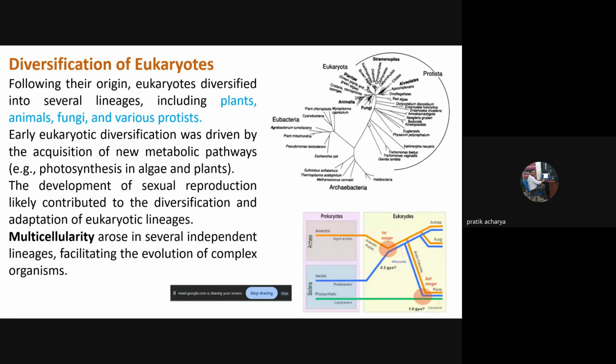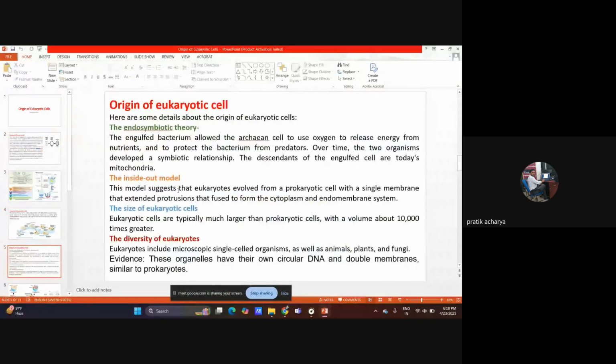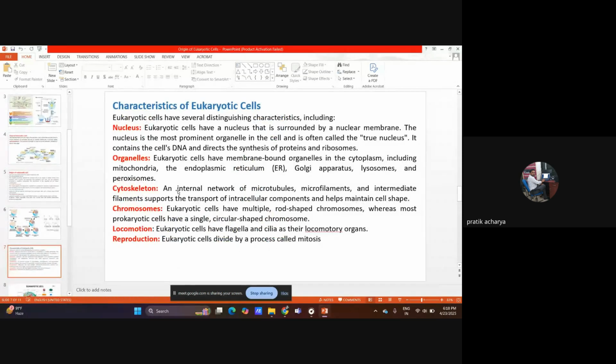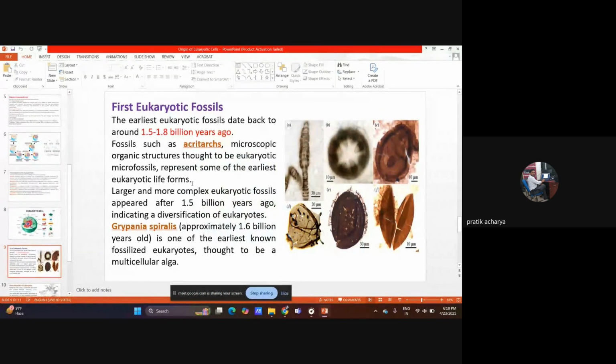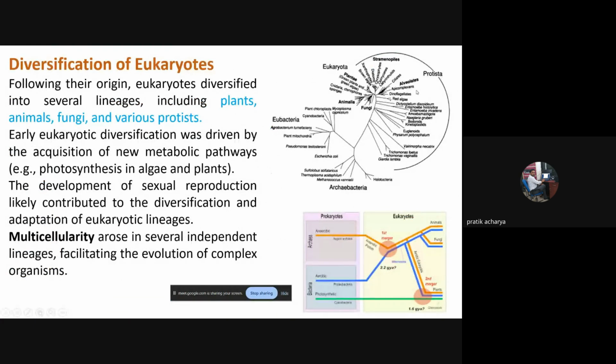Amoebozoa. Amoebozoa means amoeba. Slime molds, they are under the Amoebozoa. Okay. So these are different major groups of eukaryotes. This is the diversification tree of eukaryotes.